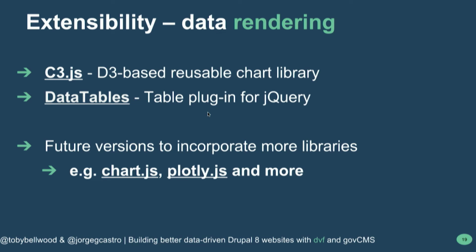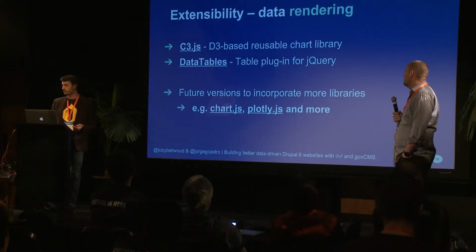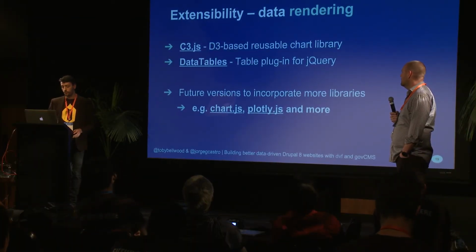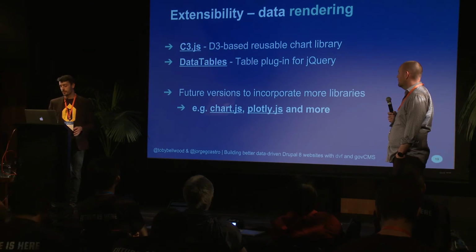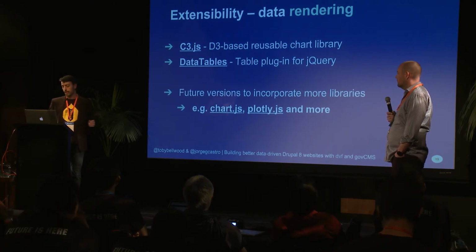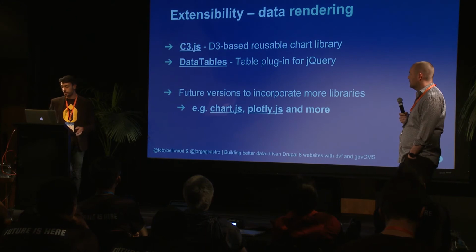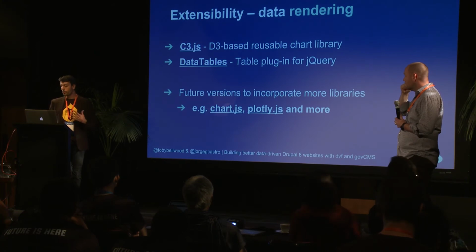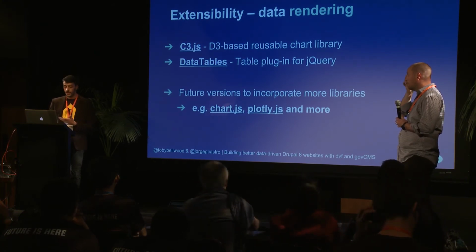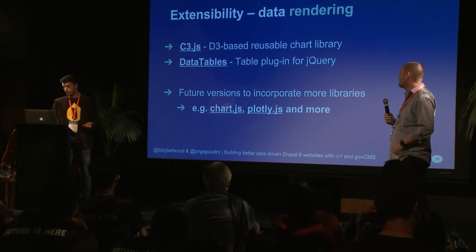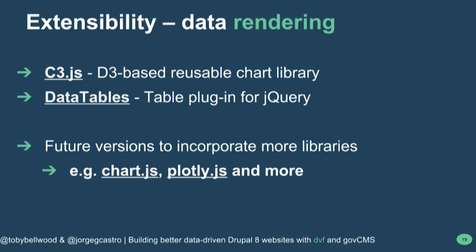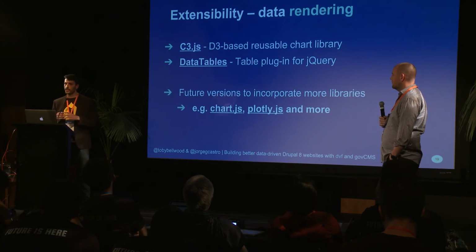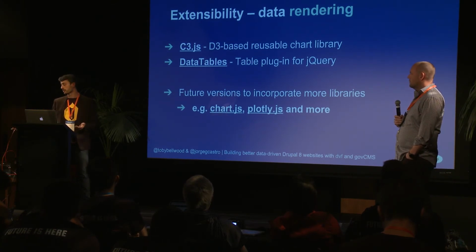So moving on to the data rendering. At the moment we are supporting C3.js, which is D3 based. It's a chart library. And for the tables, we're using DataTables, which is a jQuery plugin that we implemented as well out of the box. As Toby said, what we want in the future is to be able to implement other libraries like Chart.js or Plotly.js as well. So we're going to be abstracting, hopefully, the style layer as well, so that you can plug in any JS library you want.